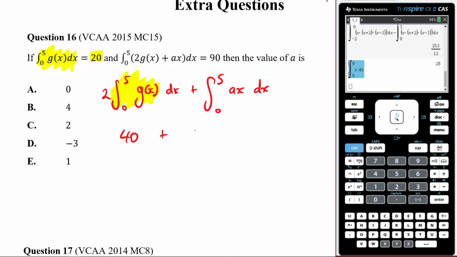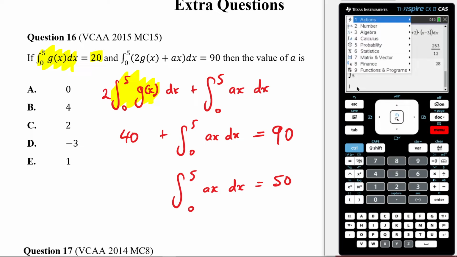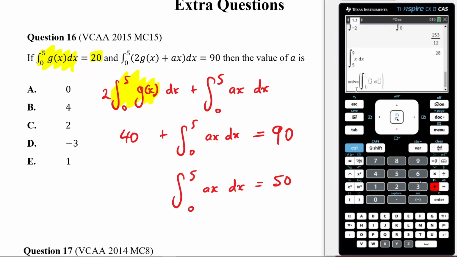Now over here, this is where it's going to get weird. I know that this is the integral from 5 to 0 of ax dx. Now I don't know what this is, but I do know the whole thing is equal to 90. So what that means is I could rearrange this. The integral from 5 to 0 of ax dx is equal to 50. All right, I just minused that 40 over to the other side. Now I'll use my trusty CAS, menu 3, 1, shift plus. I'm going to go 0, 0, 5.